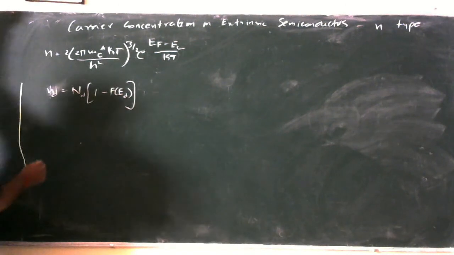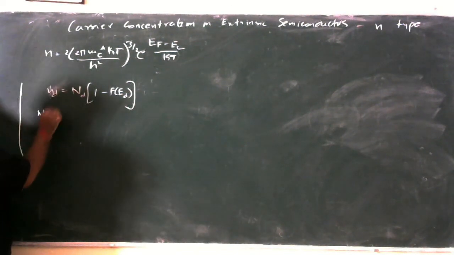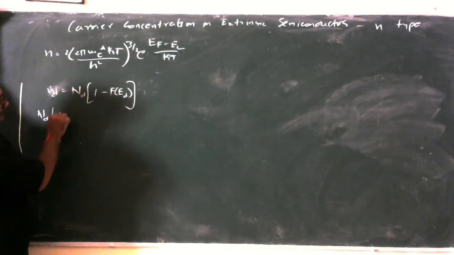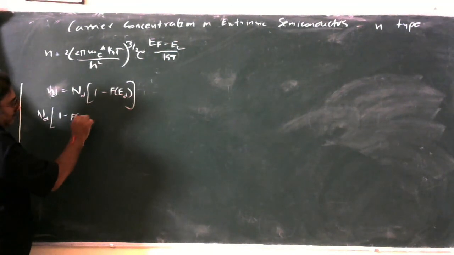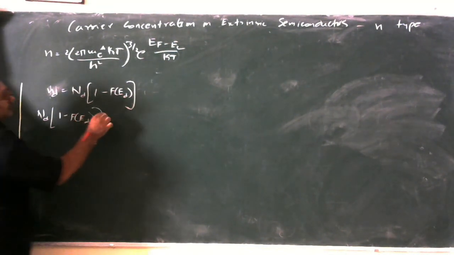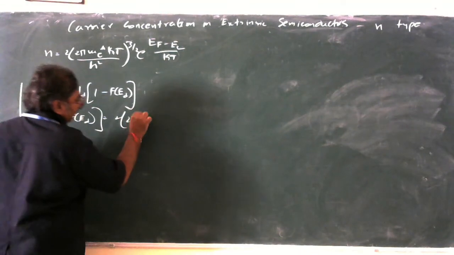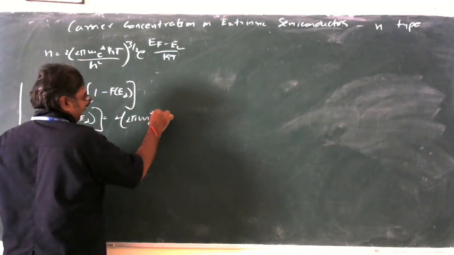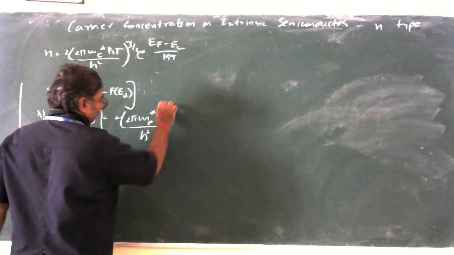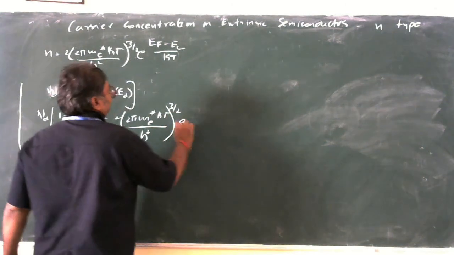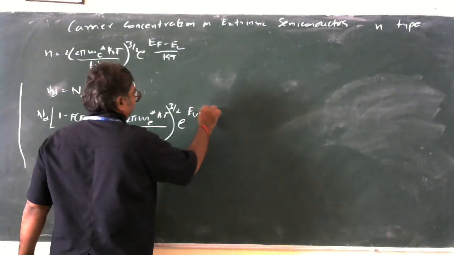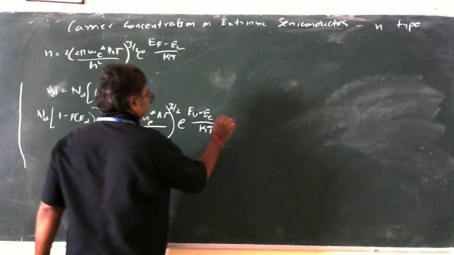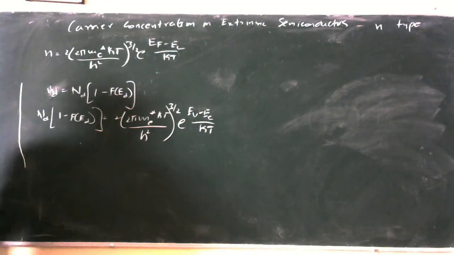So finally we get Nd into (1 minus f of Ed) equals 2 into (2 pi m star kT by h square) whole to the power 3 by 2, exponential of (Ev minus Ec) by kT. So we need to solve this. How do we solve this?